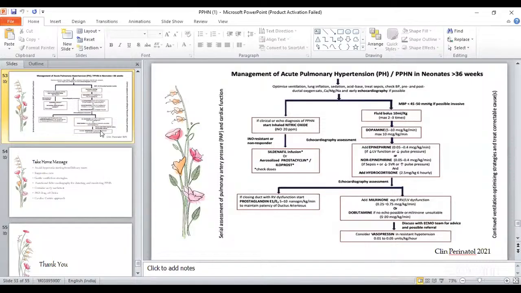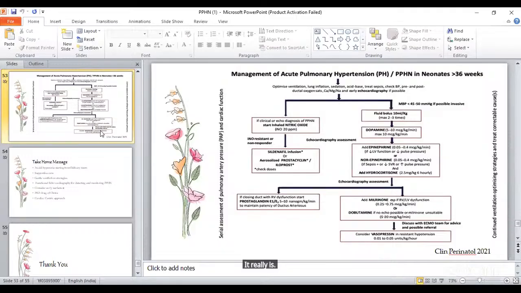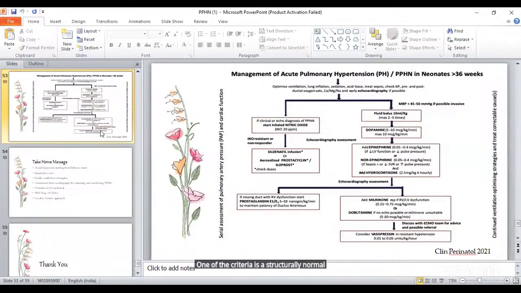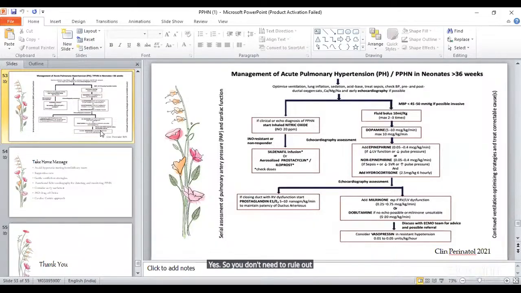Is echo diagnosis compulsory before starting INO for PPHN? Ideally, yes. Ideally, you should have an echo to say that the heart is structurally normal. If you go back to the basics of the definition of PPHN, one of the criteria is a structurally normal heart. So you have to stick to the basics. Also, you need to rule out LV dysfunction, because if you use INO in LV dysfunction, your child is going to worsen.